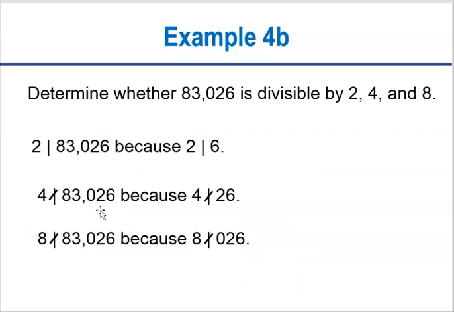All right, determine whether 83,026 is divisible by 2, 4, or 8. So once again, and the answers are right in front of us, we know that 2 divides 83,026. Why? Because 2 divides 6. If I change that to a 5, it wouldn't divide it. Leave it as the 6, we're good. Now, does 4 divide the last 2 digits? That's all we're checking for. No, 4 does not divide 83,026 because 4 doesn't divide 26.